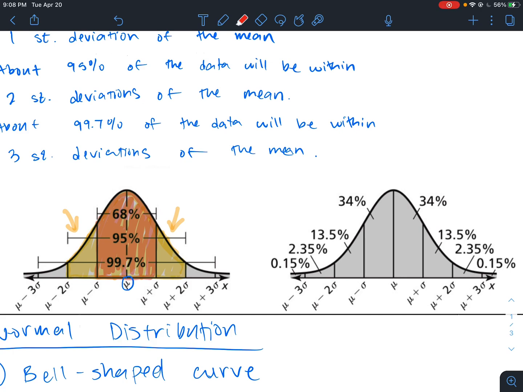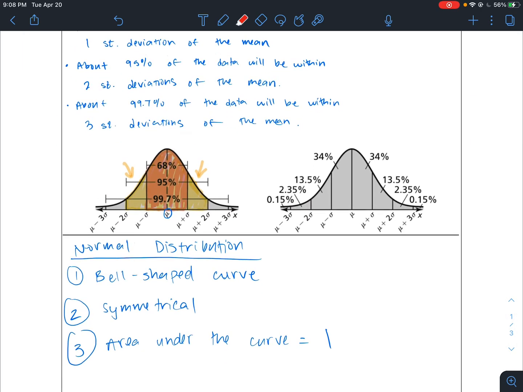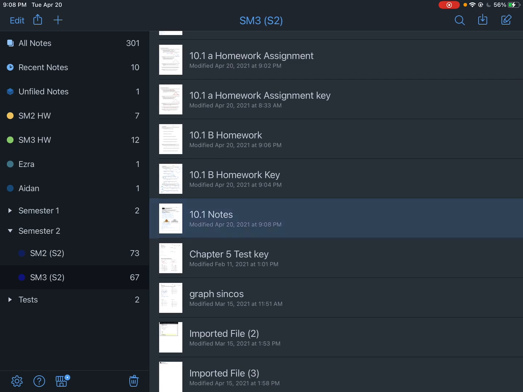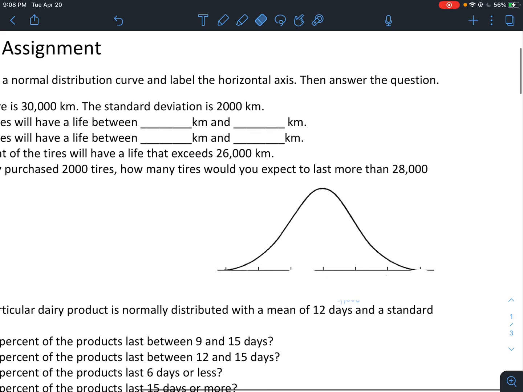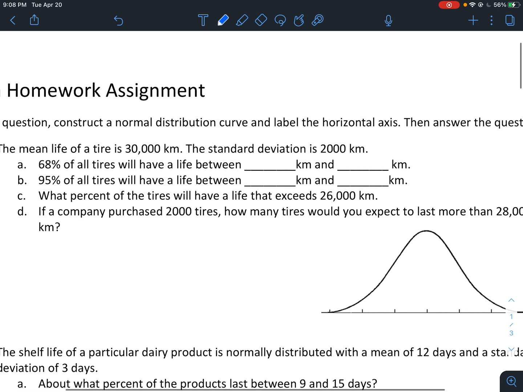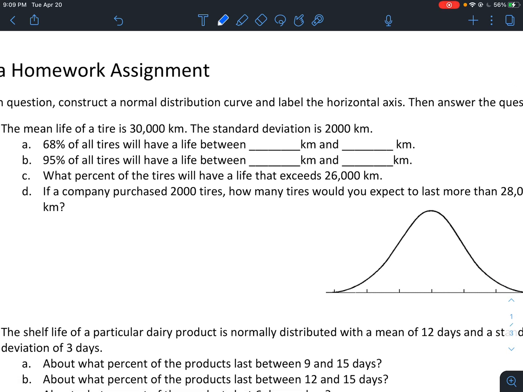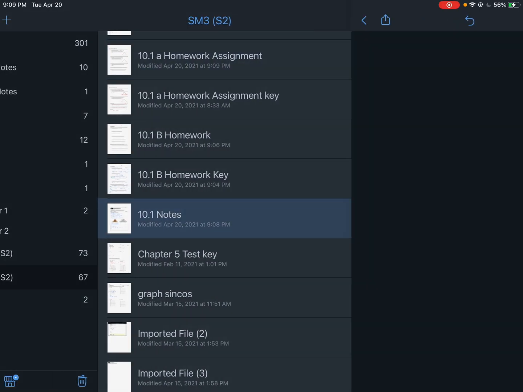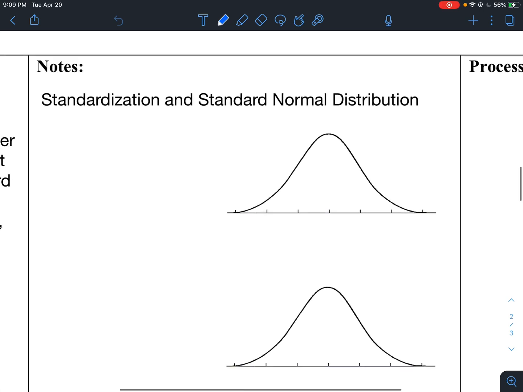This helped us find probability, and we did a lot of problems with probability. As a refresher, if we go to our homework assignment, in this example we were given that the mean life of a tire was 30,000 kilometers and that the standard deviation was 2,000 kilometers. I'm going to use this example here, so if you still have this note sheet down here, we'll continue with it.